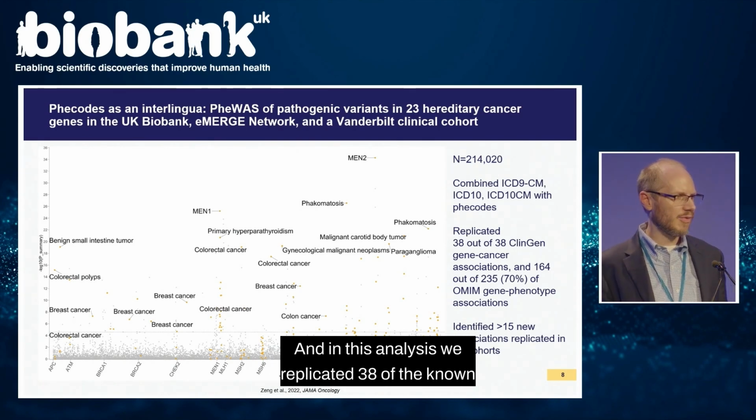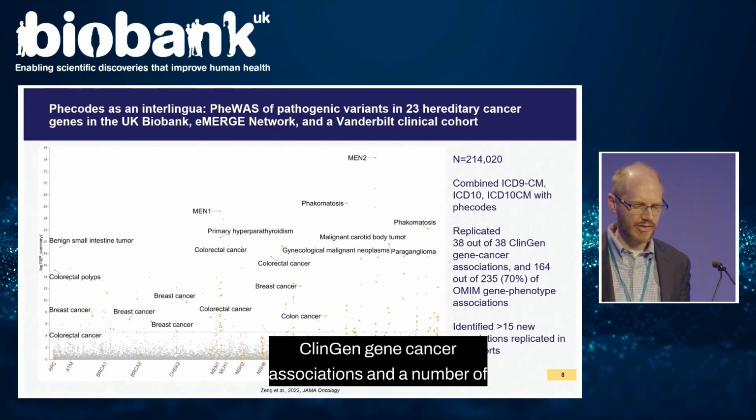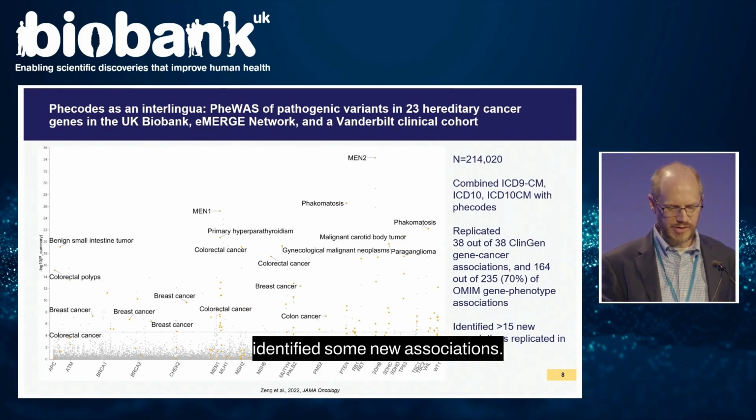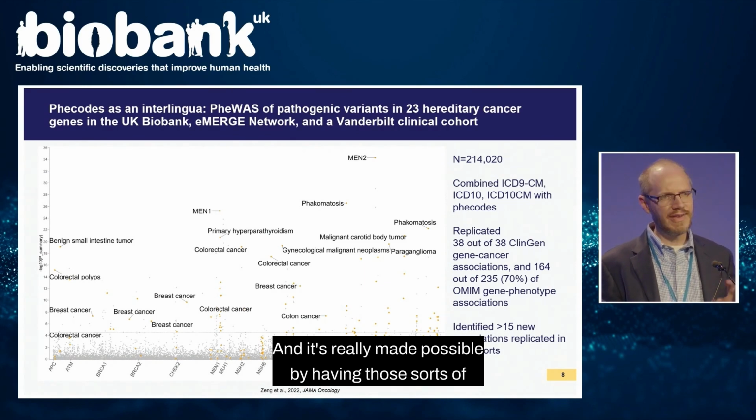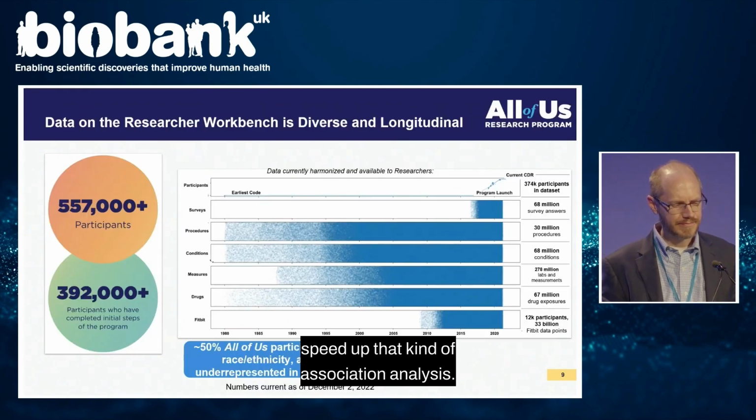And in this analysis, we replicated 38 of the known ClinGen gene cancer associations and a number of the overall associations mentioned in OMIM, and identified some new associations. And it's really made possible by having those sorts of interlingua between some of these coding vocabularies to speed up that kind of association analysis.